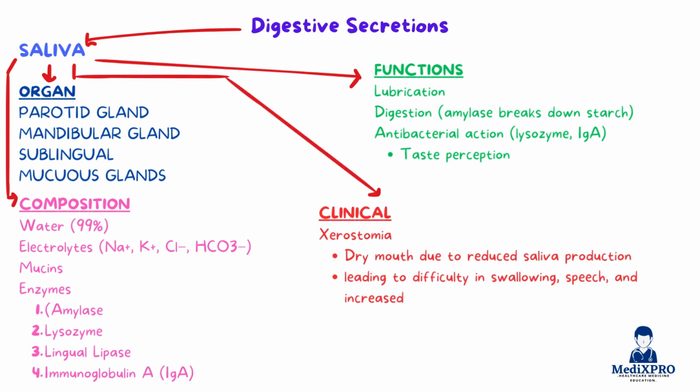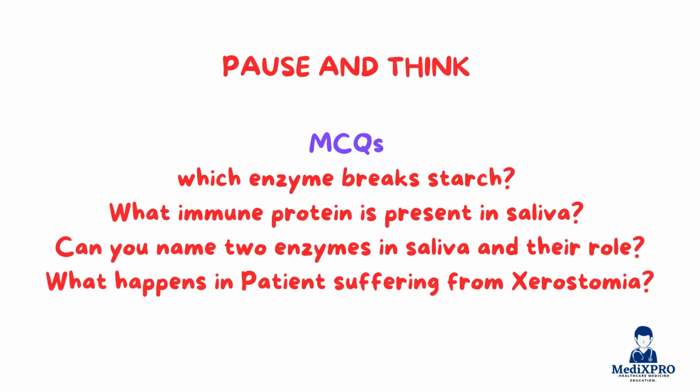Clinically, reduced saliva causes xerostomia, dry mouth, difficulty swallowing, and dental caries. MCQs may ask, which enzyme breaks starch? What immune protein is present in saliva? Pause and think. Can you name 2 enzymes in saliva and their roles?